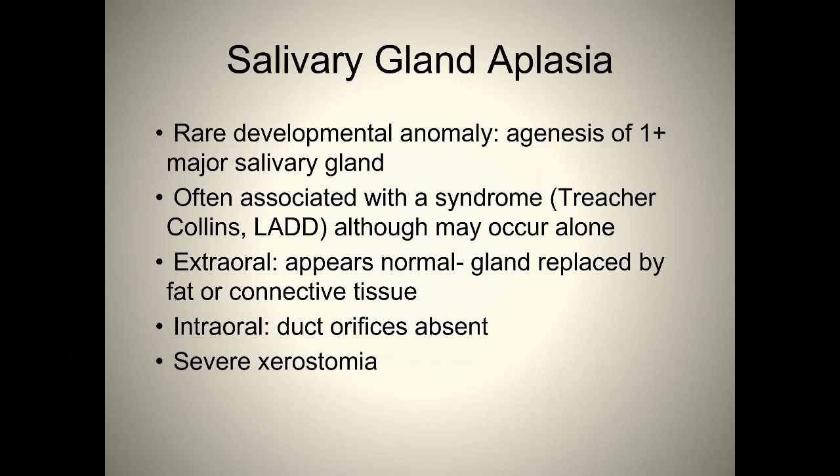The extraoral appearance of these patients will seem normal, and that's because where the gland should be existing is replaced by fat or connective tissue, so that space is filled. Now, the exception to this rule is if there are syndromic presentations. So, for instance, Treacher-Collins syndrome often presents with zygomatic hypoplasia or absence. So, there is a facial difference noted in these conditions, but if salivary gland aplasia is occurring spontaneously, then their extraoral appearance will look like that of anyone with a salivary gland.